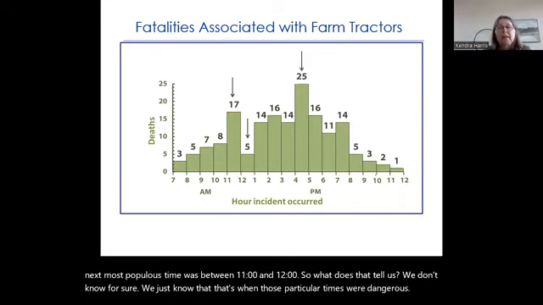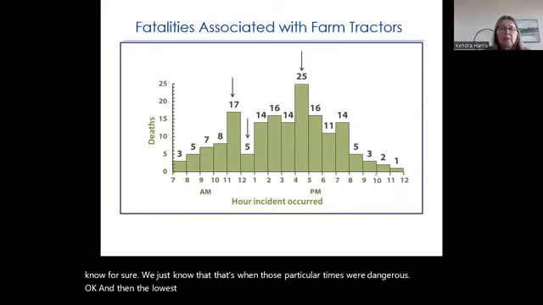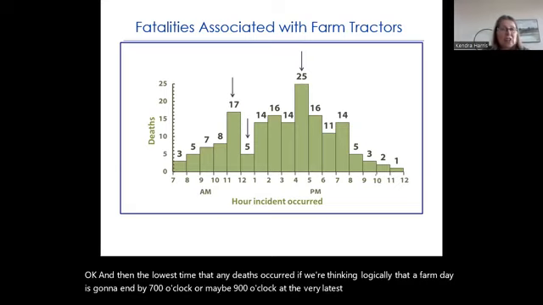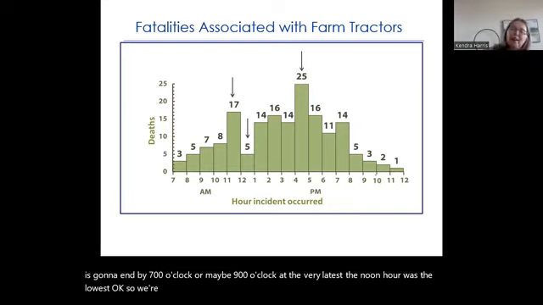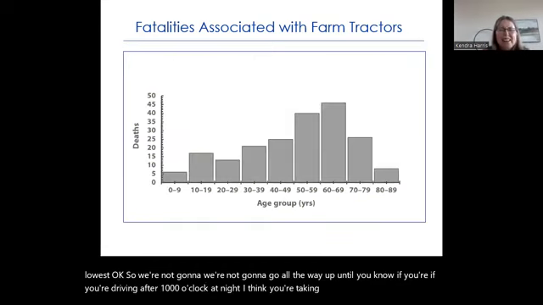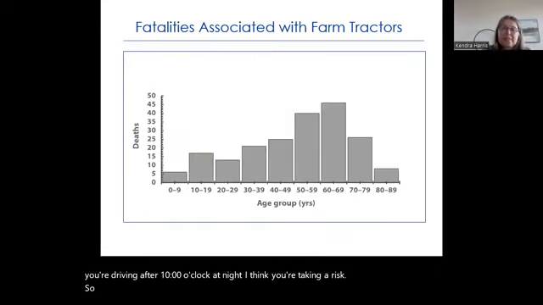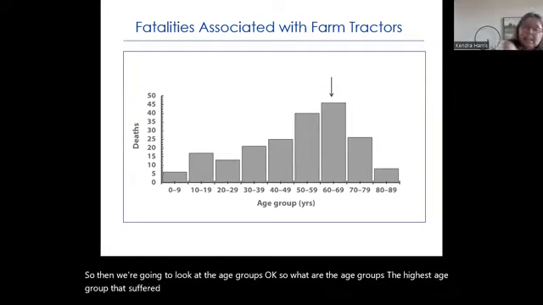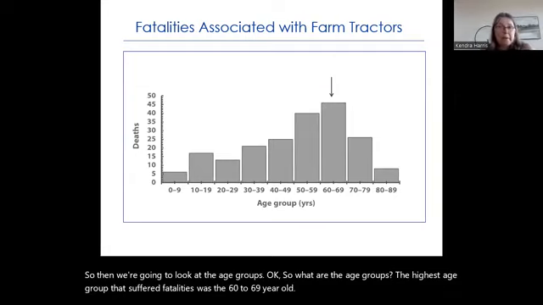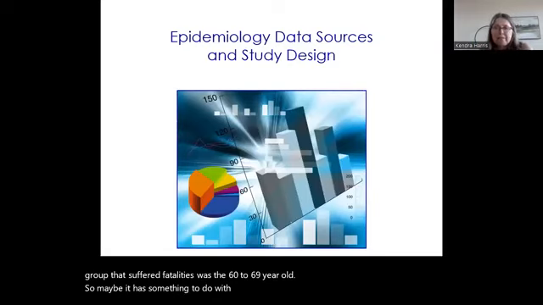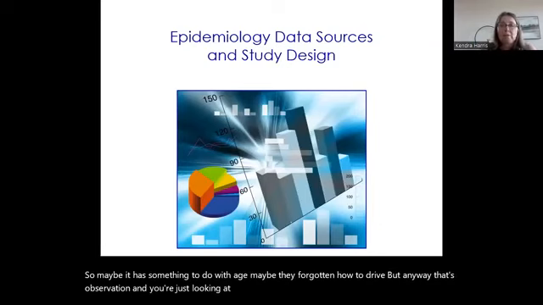And then the lowest time that any deaths occurred, if we think logically that a farm day is going to end by 7 o'clock or maybe 9 o'clock at the very latest, was the noon hour. Now, if you're driving after 10 o'clock at night, I think you're taking a risk. Then we look at the age groups. The highest age group that suffered fatalities was the 60 to 69-year-olds. So maybe it has something to do with age. Maybe they've forgotten how to drive. But anyway, that's observation. You're just looking at data, and what can we do with it then?